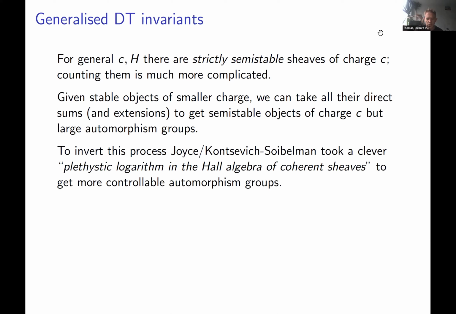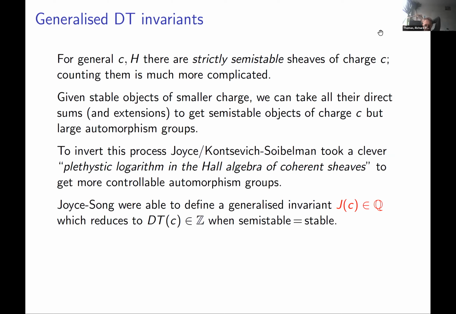And so Joyce and Kontsevich-Soibelman found a way of inverting it by taking something called a logarithm in the Hall algebra of coherent sheaves of fixed slope. And by doing this, they get more controllable automorphism groups. So again, that's for another lecture by other speakers. But in this way, Joyce and Song were able to define a generalized invariant counting semi-stable sheaves. But it's no longer an integer. It's a rational number. It's no longer quite just the Euler characteristic of the moduli space, but it can be defined. And it reduces to the usual DT invariant, roughly the Euler characteristic of moduli space, when there are no strictly semi-stable sheaves.